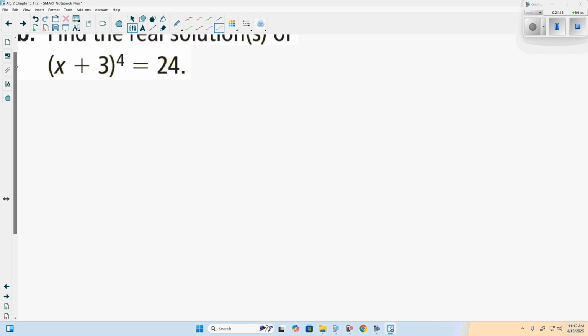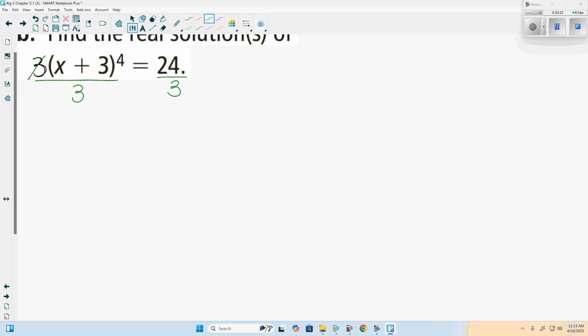Our next one, x plus 3 to the fourth is equal to 24. I'm going to change it just a little bit. Let's stick a 3 in front: 3 times x plus 3 to the fourth power. I can show you and say what the answer is if you already solved it. But is that term to a power by itself? No. So what we would do is divide both sides by 3.